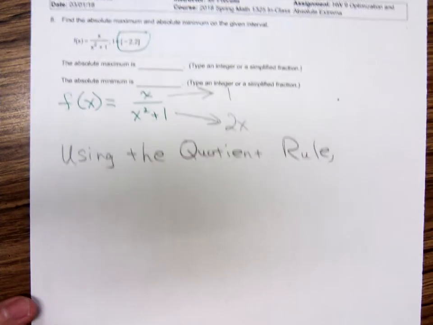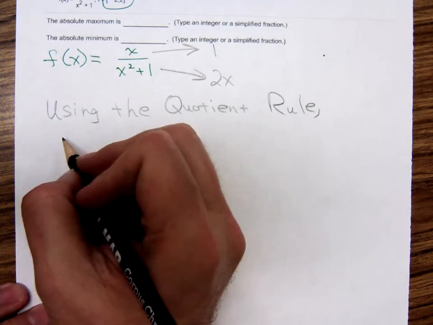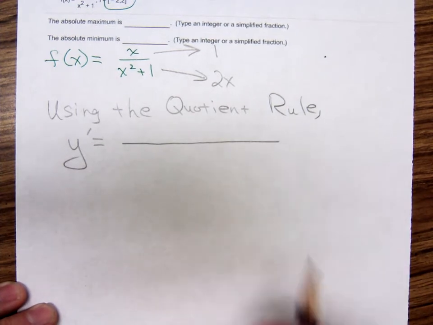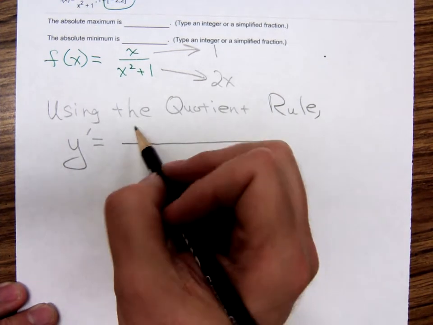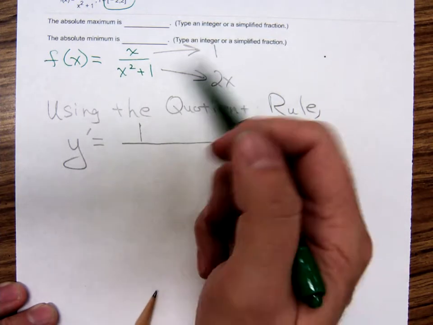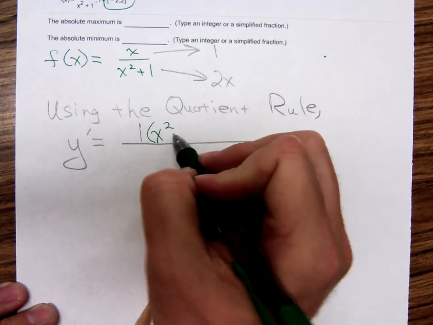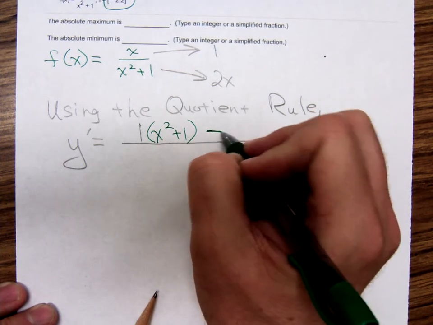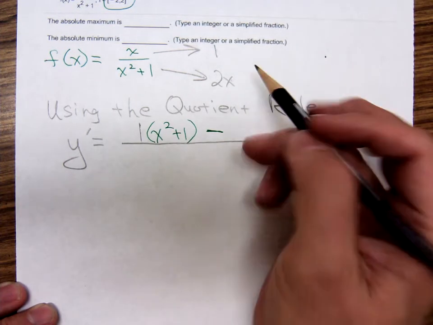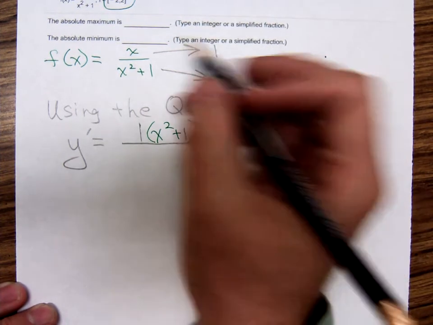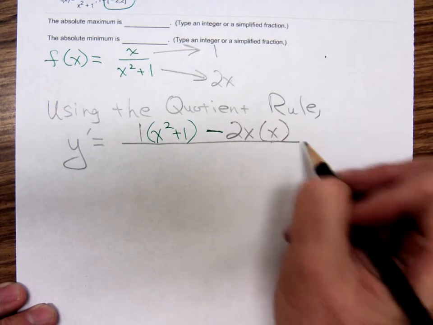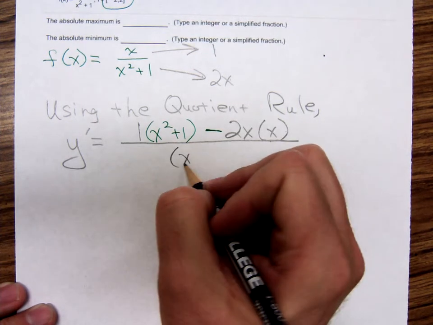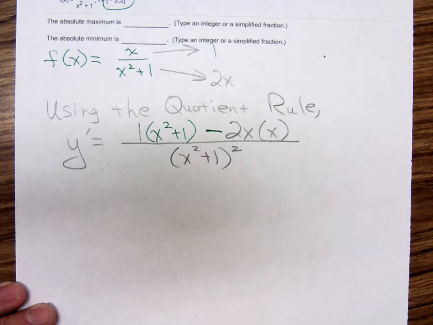we get y prime, or f prime of x. I'll just out of laziness say y prime equals the derivative of the first, 1, times the second, that denominator, x squared plus 1, minus the derivative of the denominator, 2x, times the original numerator, all over x squared plus 1 quantity squared.